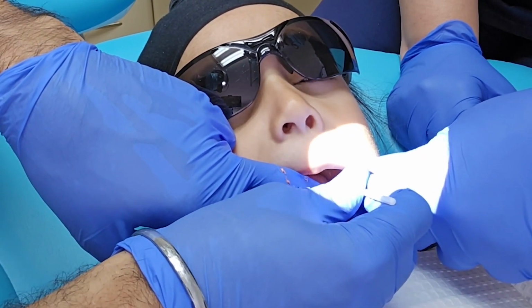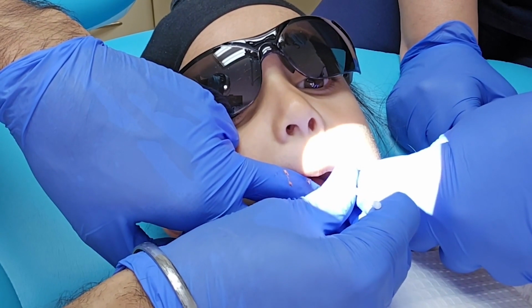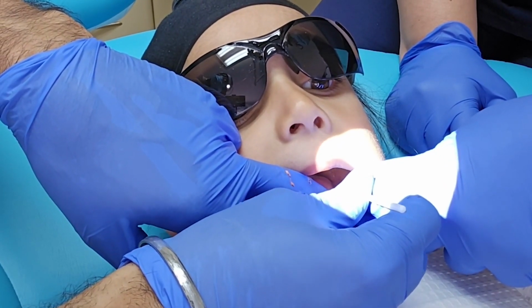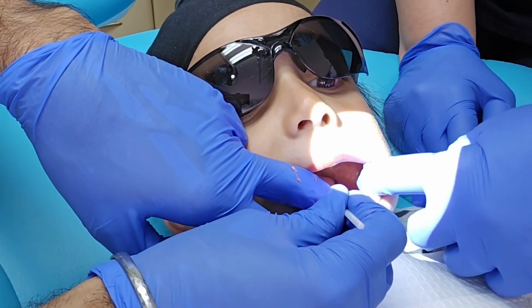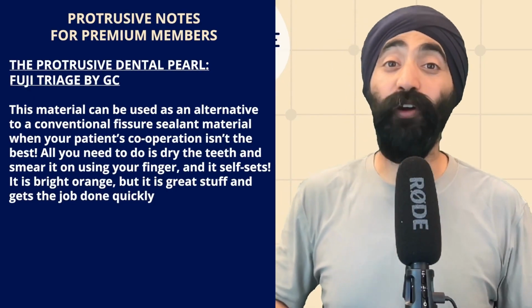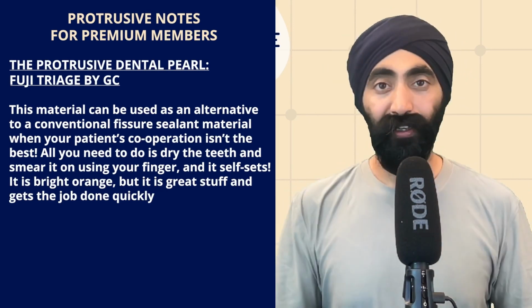It can work. So if next time you're struggling to get the ideal optimum level of moisture control, the compliance is great, and you don't think you can get the light cure in, just stick some Fuji Triage in there, rub it in with your fingers into the fissures, and it will help you get out of a tricky situation.